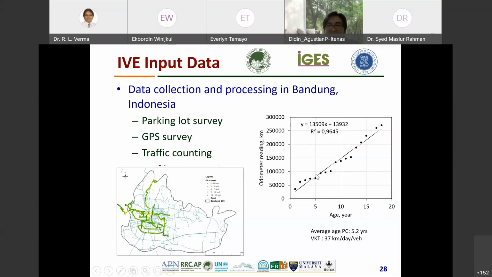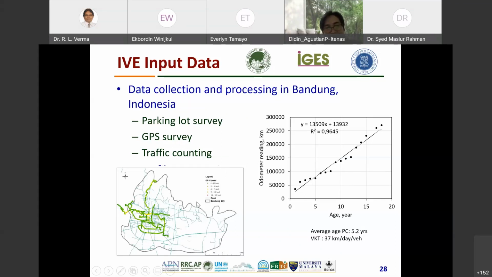And then we can know also the VKT. This is one of the crucial pieces of information when we would like to compile emission inventory from on-road mobile source. And we found out that the VKT of passenger cars is around 37 kilometers per day per vehicle. And then, as I mentioned earlier, to produce the vehicle specific power, we need to conduct the GPS survey.